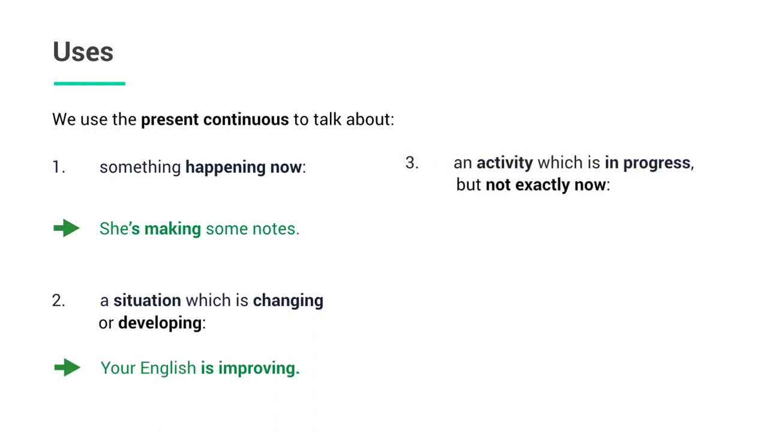Next, we use the present continuous to talk about an activity which is in progress but not exactly now. For example, she's studying chemistry in Oxford. Perhaps at this moment she's not studying chemistry. However, she is in the progress of doing that. She's probably a full-time student at Oxford and her major is chemistry. She needs to study chemistry for about 4 years.